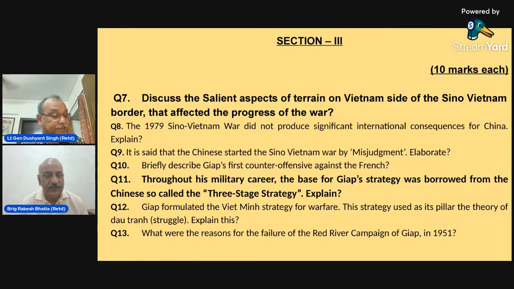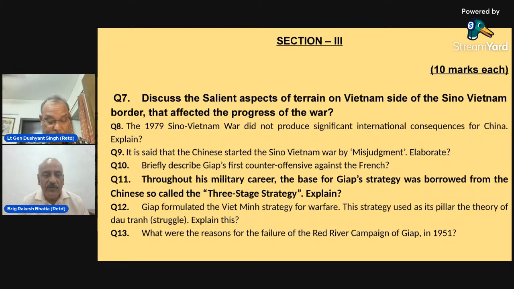Then, of course, Giap's first counteroffensive against the French. What did he learn? Now, this against the French was the first Indochina war. Throughout his military career, the base of Giap's strategy was borrowed from the Chinese so-called three-stage strategy. What is it? So this we will answer today. This question I found very interesting, and the way it was explained. In fact, it was new for me also, the way the notes explained it.